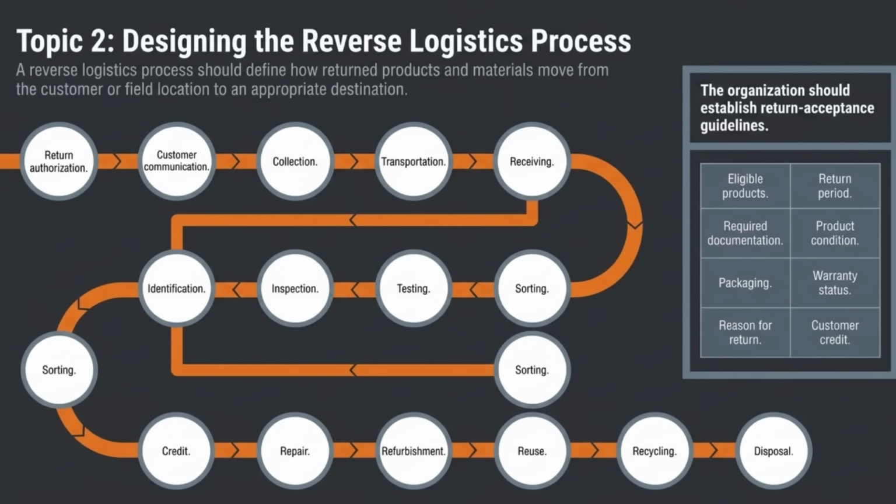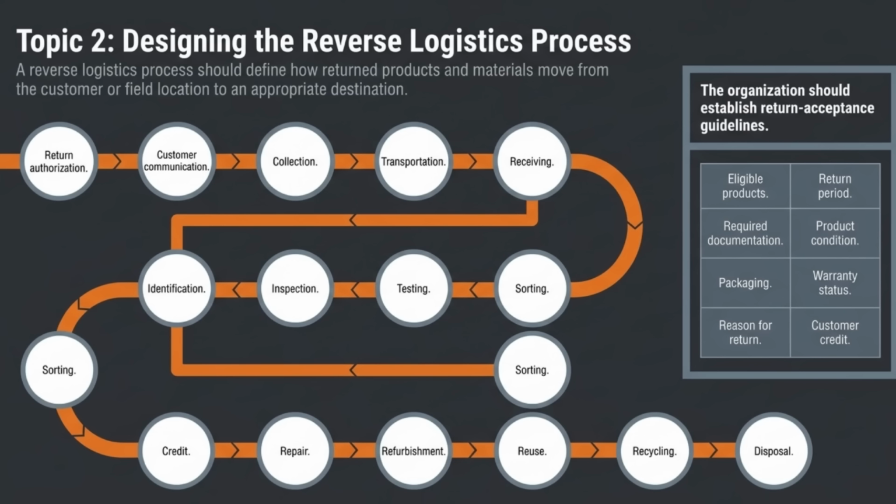Topic 2. Designing the reverse logistics process. A reverse logistics process should define how returned products and materials move from the customer or field location to an appropriate destination. The process may include return authorization, customer communication, collection, transportation, receiving, identification, inspection, sorting, credit, repair, refurbishment, reuse, recycling, disposal. The organization should establish return acceptance guidelines.